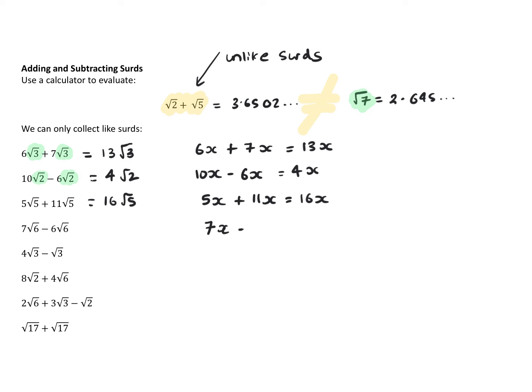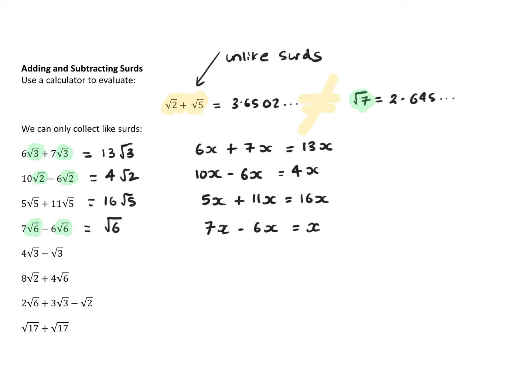7x minus 6x. Now, x again is taking the place, root 6 is taking the place of my x here when we do the surds example. Now 7x take away 6x, think about this carefully. You've got 7 lots of something, take away 6 lots of something, you've got 1 lot of it. You've got an answer of x. So 7 root 6 take away 6 root 6 is 1 lot of root 6, but we would never write 1 times root 6. We can just write root 6.